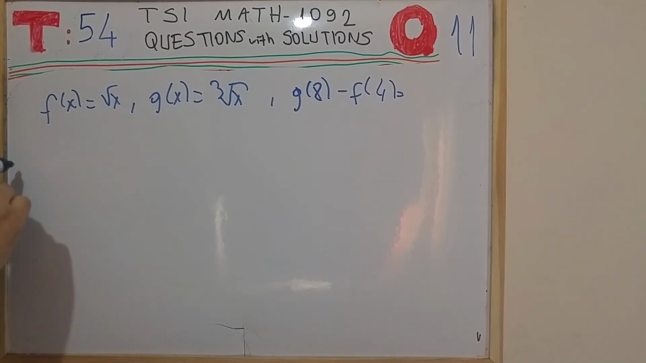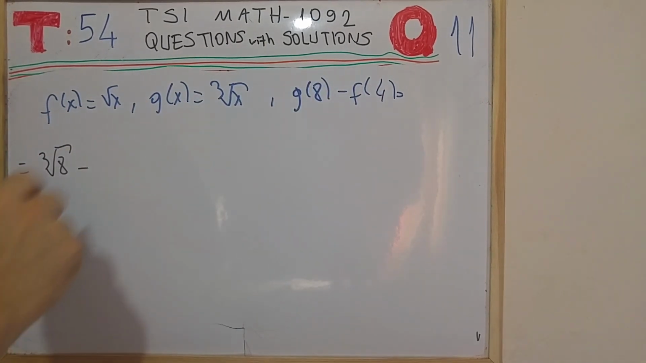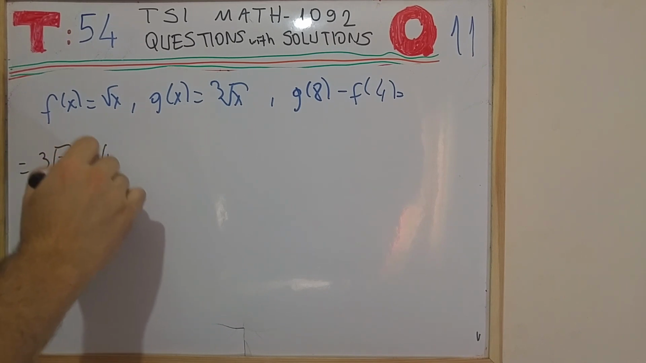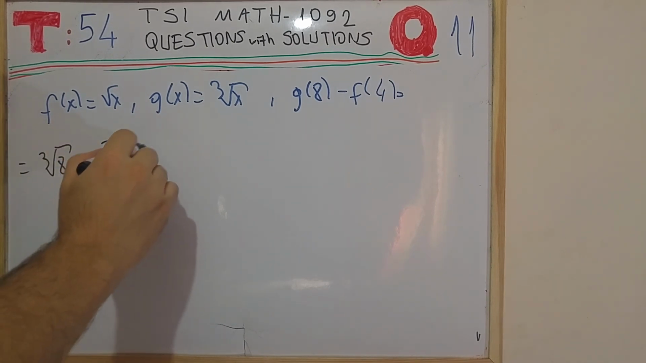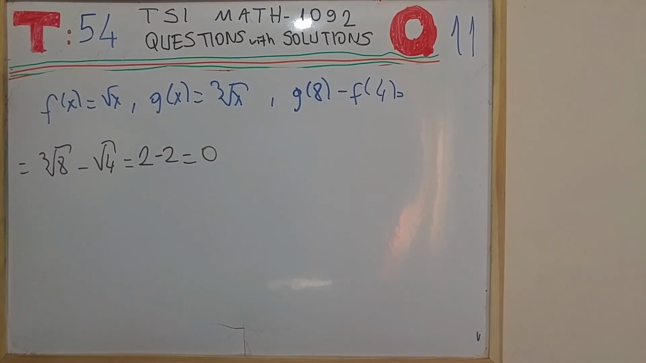Functions. g of 8 would be equal to the cubic root of 8, and f of 4 would be the square root of 4. This is equal to 2, and this is equal to 2, and the result is 0.